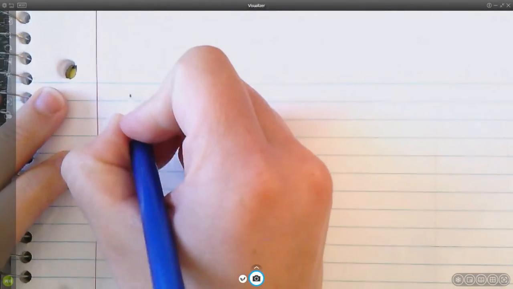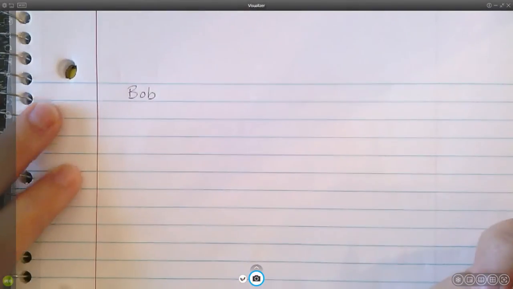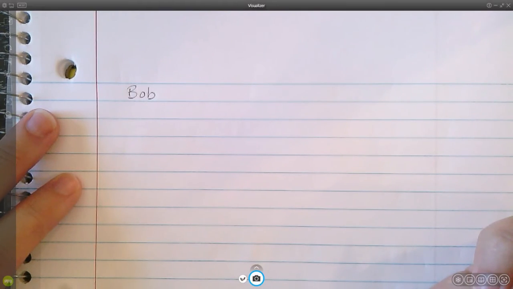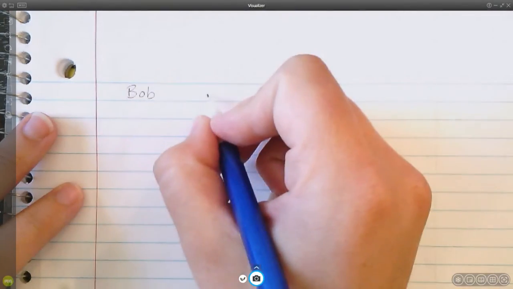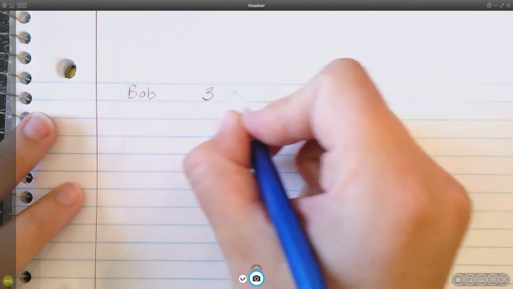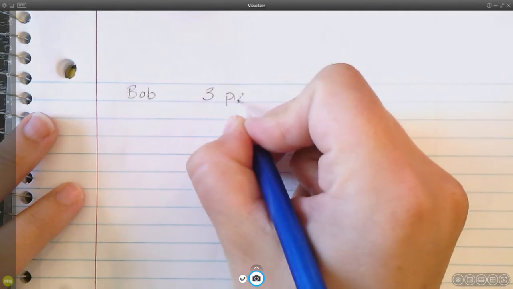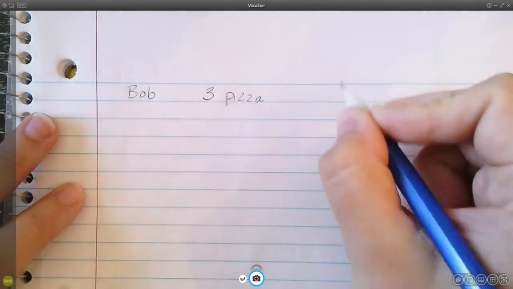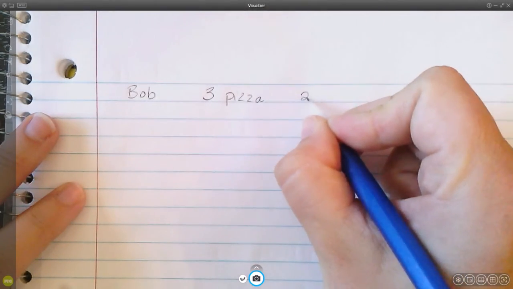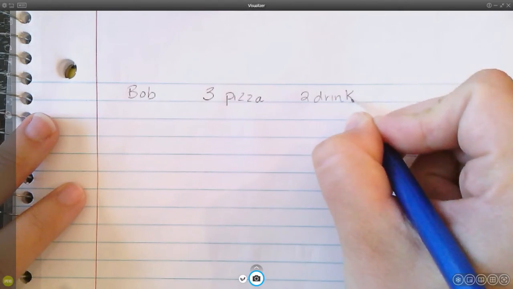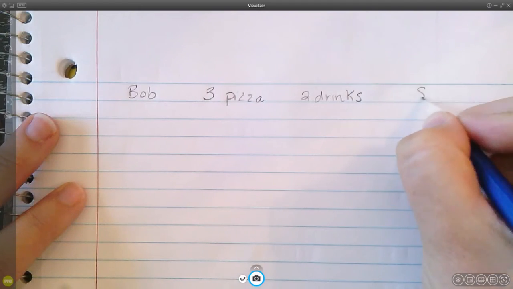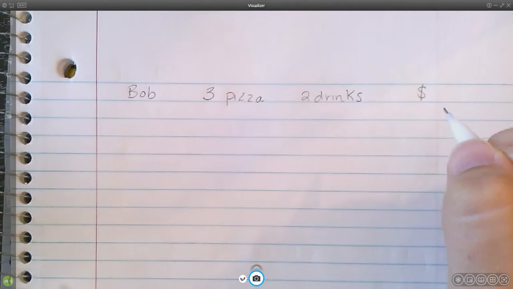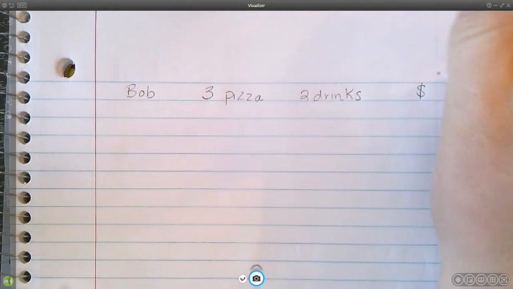Okay, so this week Bob wanted to go out to eat, but he decided he was going to go by himself. He didn't care if anyone else came with. So he went and got pizza again. He ordered 3 slices of pizza, and he was real thirsty, no refillable drink, so he ordered 2 drinks. And his total was, let me think for a second, $7.